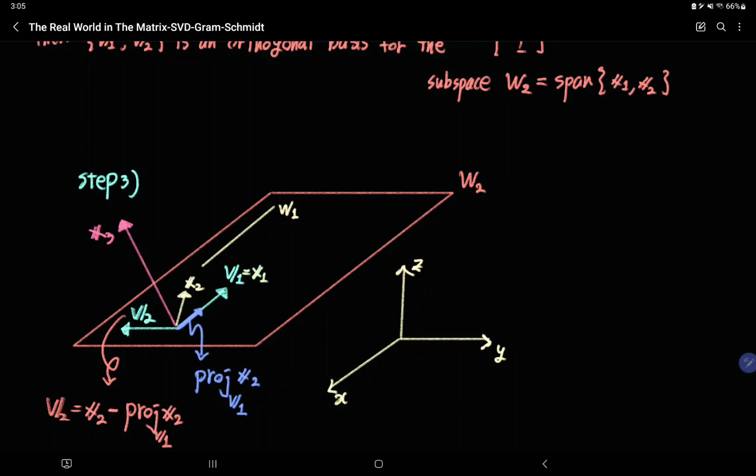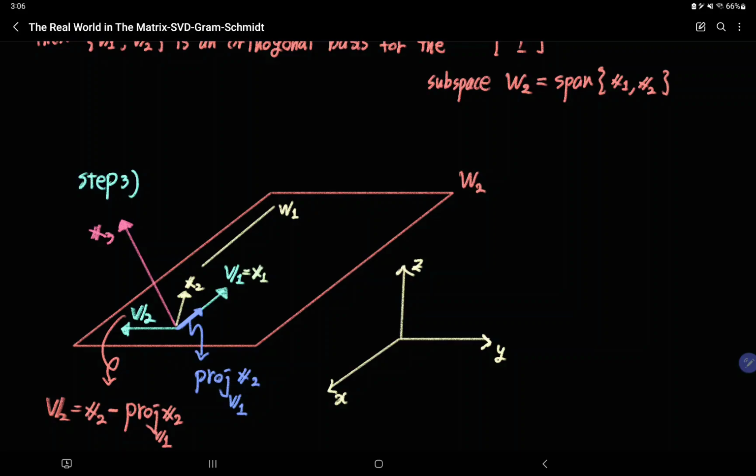Okay, let's say R4 contains the W2. Well, we cannot see R4, so there is no way to visualize R4. Anyway, definitely we know that W2, spanned by x1, x2, or we can say v1, v2, must be a plane, right?